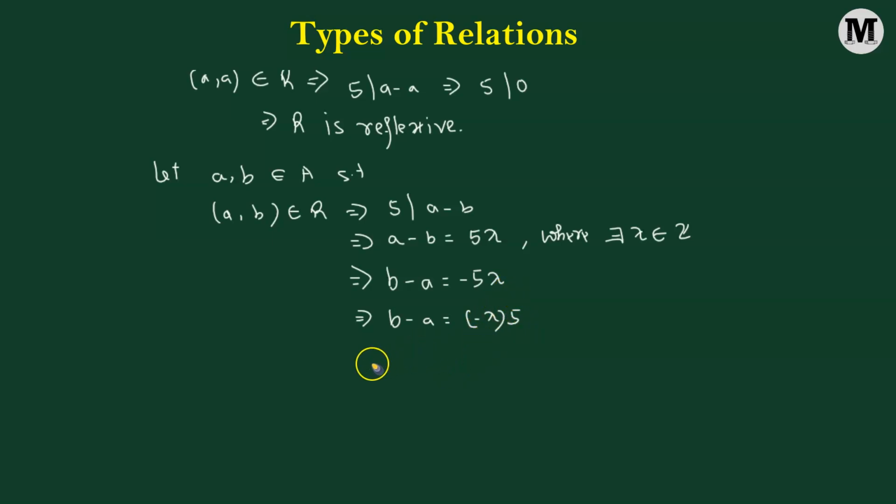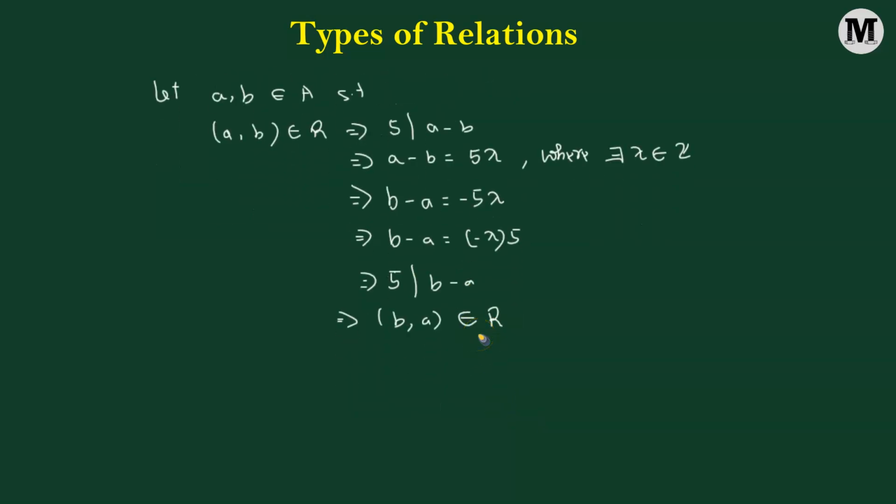We don't have to worry about its value. But here this tells us that B minus A equals negative lambda times 5. This tells us that B minus A is a multiple of 5. Or in other words, what we are saying here is 5 divides B minus A as well. So since 5 divides B minus A, this is simply the definition that the ordered pair B comma A belongs to the relation R as well.